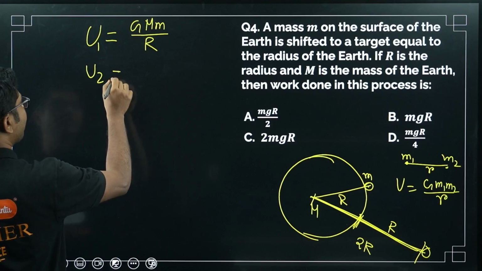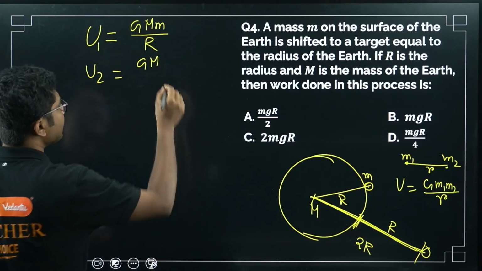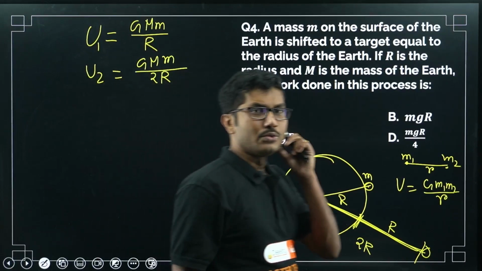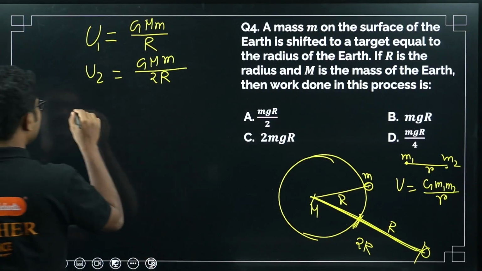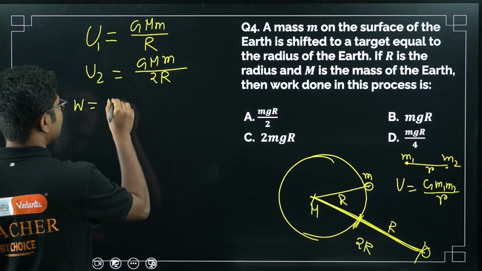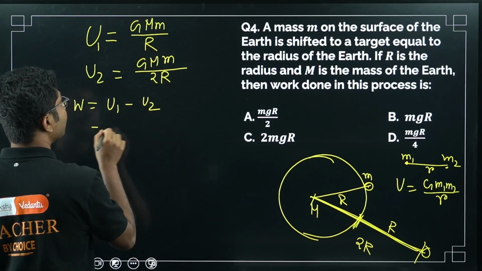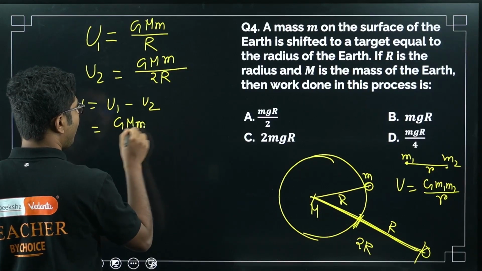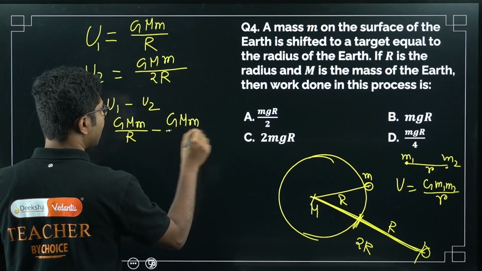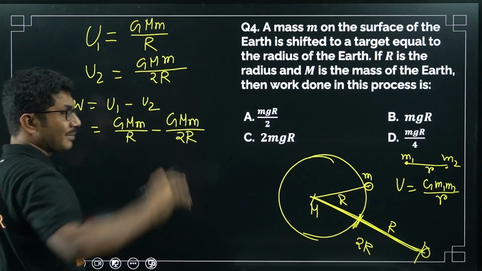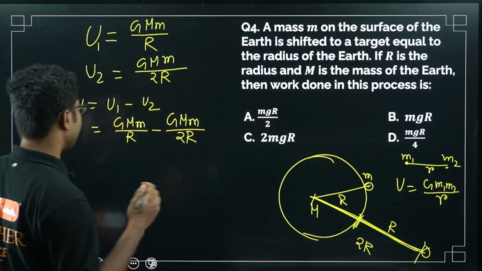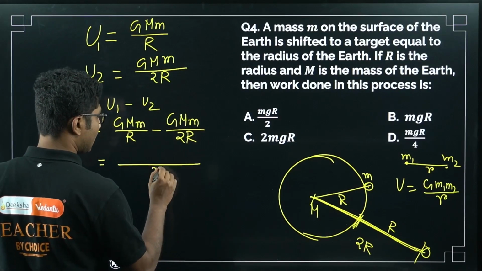So U2: the mass of earth is not changing, the mass of the object is not changing, only the distance is changing. Distance is now 2r. So how much work did we need? The work done required to shift it from the initial to the final position is U1 minus U2. So it will be GMm by r minus GMm by 2r. Don't worry about the sign here. You just need to find the magnitude and then subtract the smaller value from the bigger value. So the LCM is 2r.